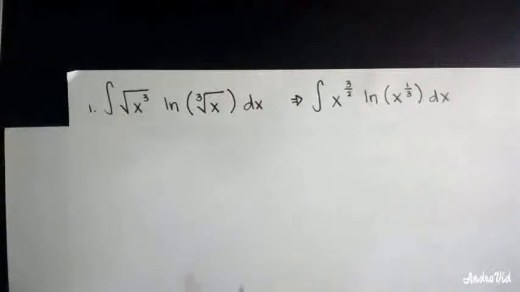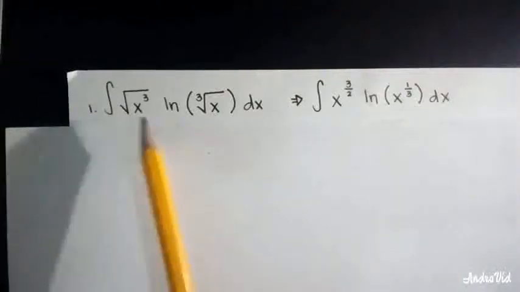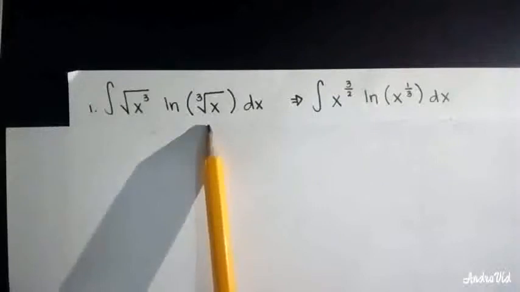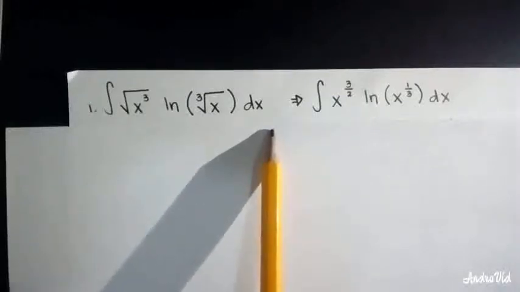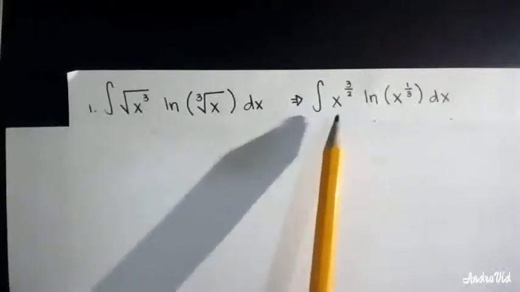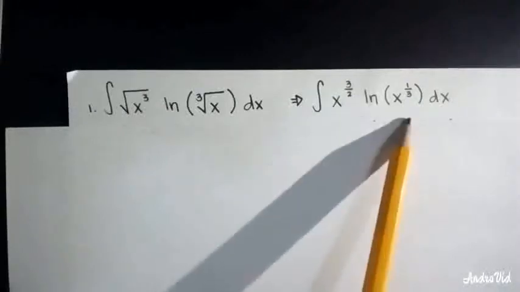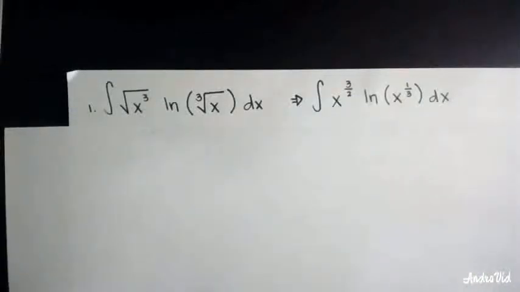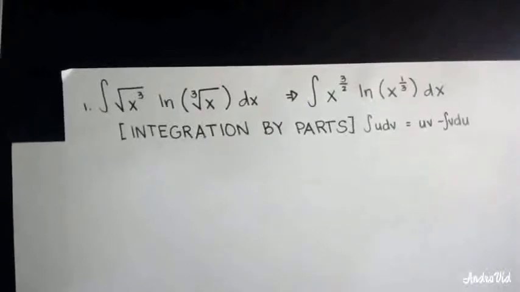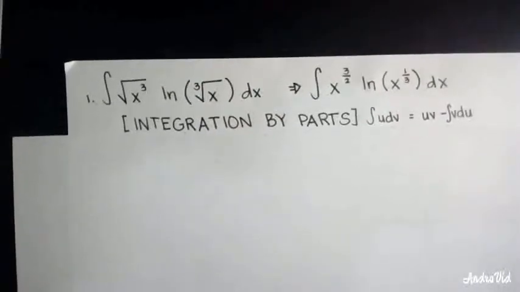Going to show you how to solve for the integral of square root of x cubed ln cube root of x dx. It can be rewritten as the integral of x raised to 3 halves ln x raised to 1/3 dx. So we're going to use integration by parts in order to solve this function.